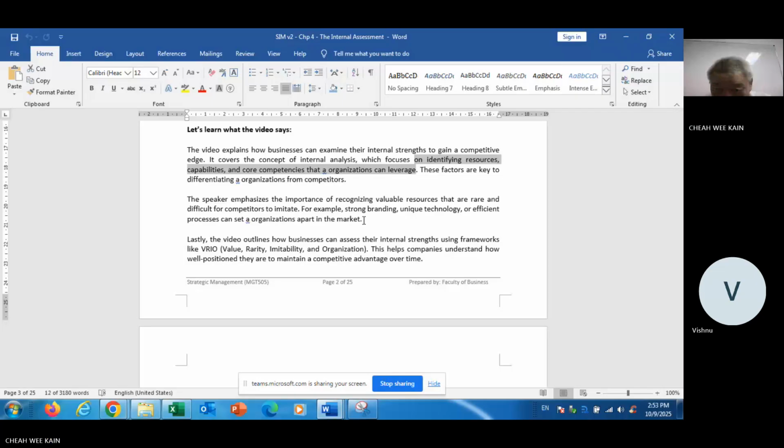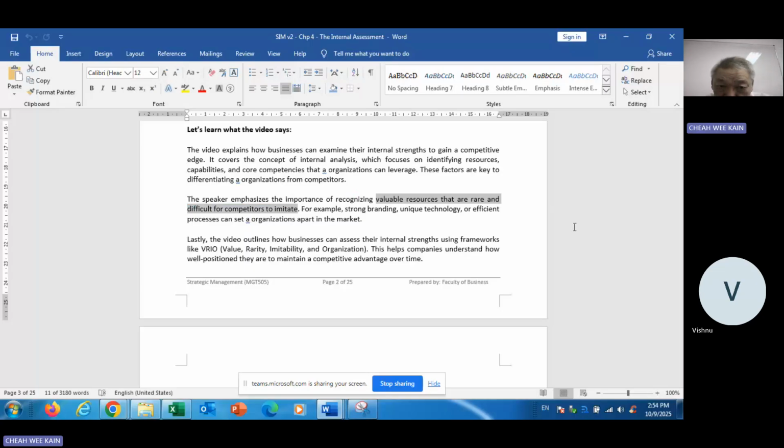So you need to recognize the valuable resources that are rare and difficult for competitors to imitate. For example, your strength may be that you have some sort of patent, some sort of technology, or some type of expert people working for you that your competitors cannot have. This is a good strength and you should leverage on it.